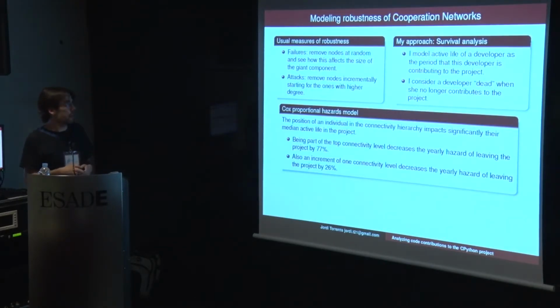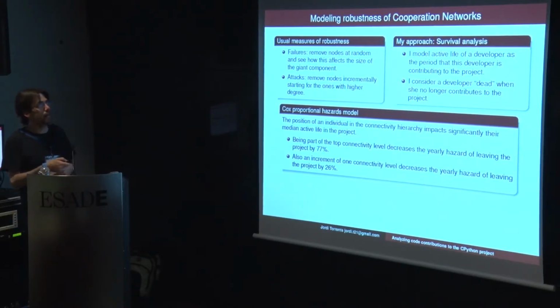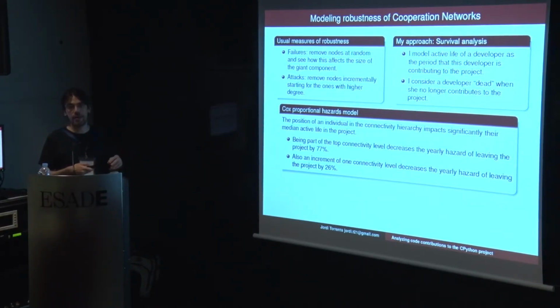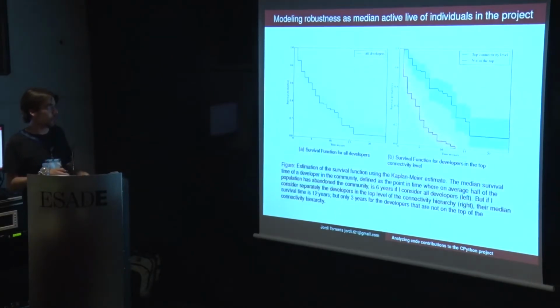And finally, what I also did in this model is modeling the robustness in terms of survival analysis. Usually in network measures, you measure robustness by testing failures and attacks to the nodes, by removing nodes and seeing the size of the giant connected component. What I did is a survival analysis, which is a well-known statistical technique, analyzed with this Cox proportional hazard model. And what I found is that people at the top of the hierarchy tend to stay a lot more in the project.